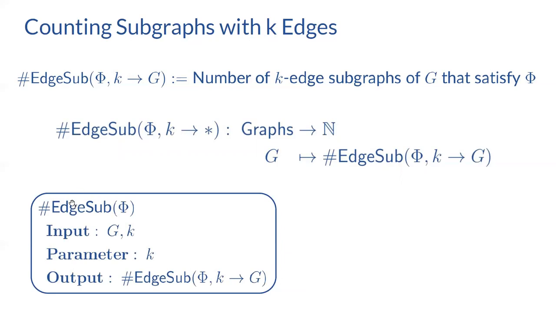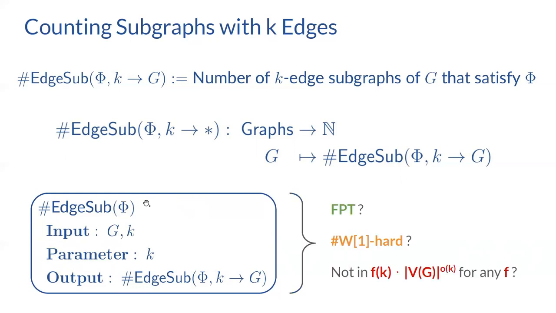And we will analyze the following family of problems. So given a graph property phi, the problem #EdgeSub(phi) expects as input a pair of a graph G and a parameter k, and the goal is to compute the number of k-edge subgraphs of G that satisfy phi. Note, this is important here, phi is not part of the input, but part of the problem definition. Therefore, every property phi defines a new problem. And our goal is to understand the complexity of this problem depending on the property phi.